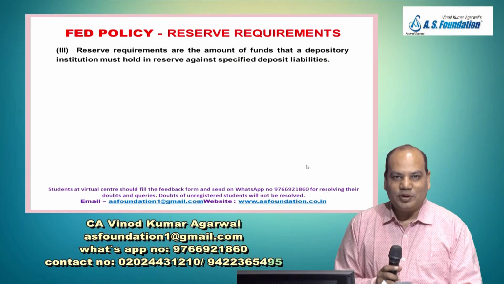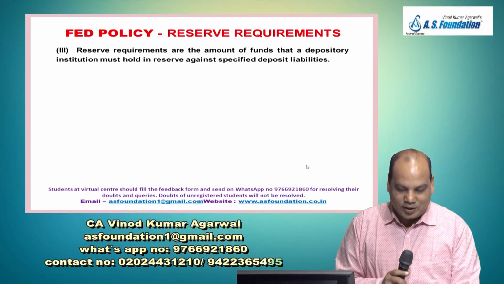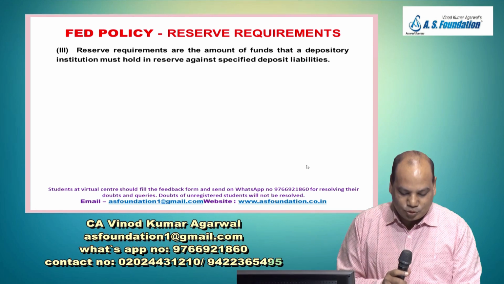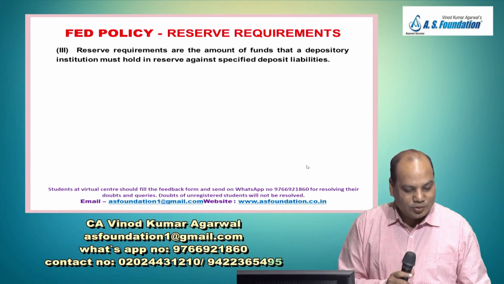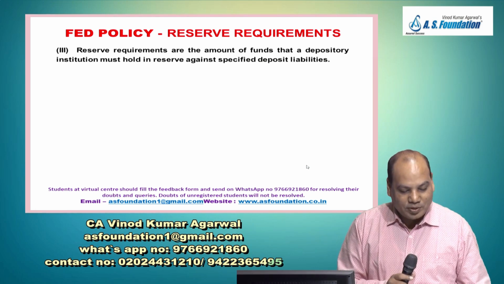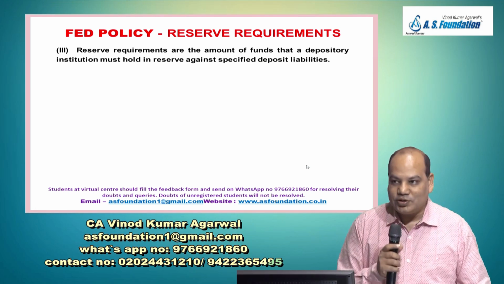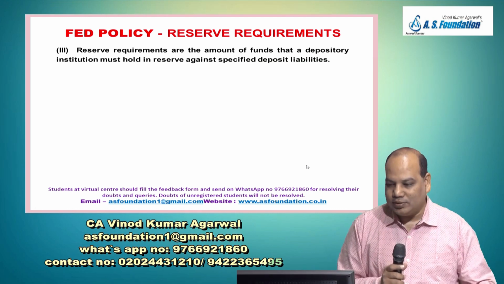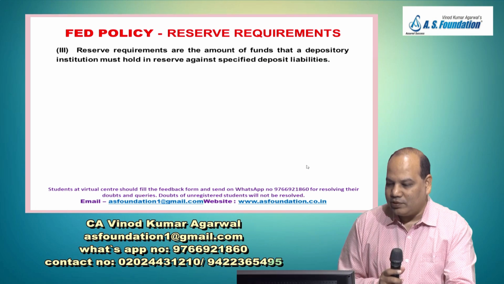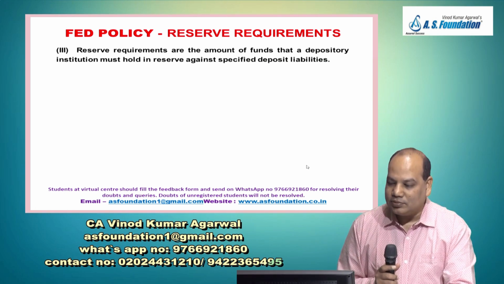So right now the topic going on is Fed policy tools. Under that we have seen open market operation and the discount window. Under discount window there are three programs: primary, secondary and seasonal credit program. Now the third is reserve requirement. Reserve requirement is again similar to CRR and SLR.